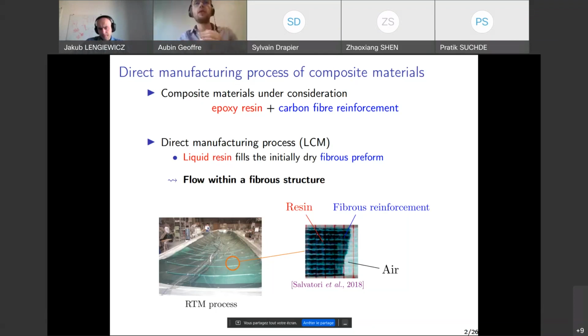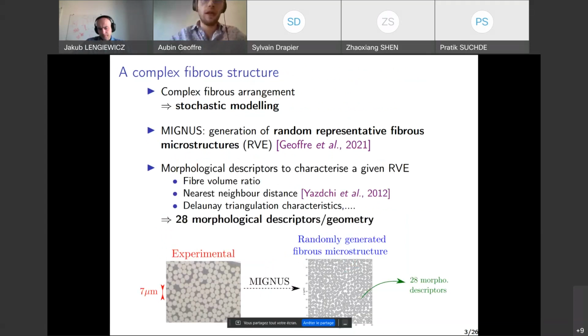If we take a closer look at the fibrous structure, here is what we can see experimentally. We can see a complex fibrous arrangement that led us to consider stochastic modeling. We have tried to mimic those fibrous structures with a code called Mignus, which allows us to randomly generate fibrous microstructures. Here is an example, and those structures have been found to be representative of the experimental ones.